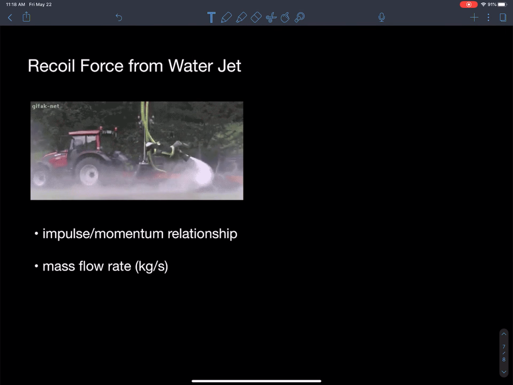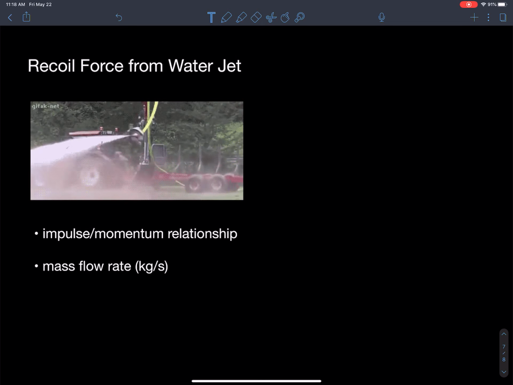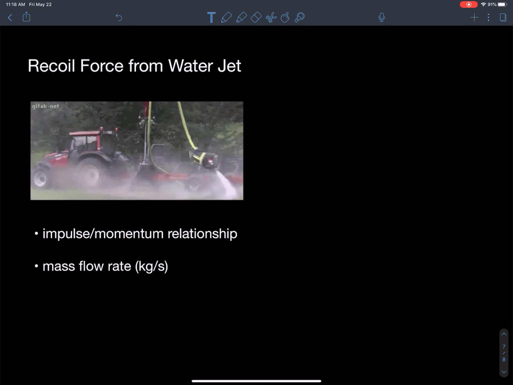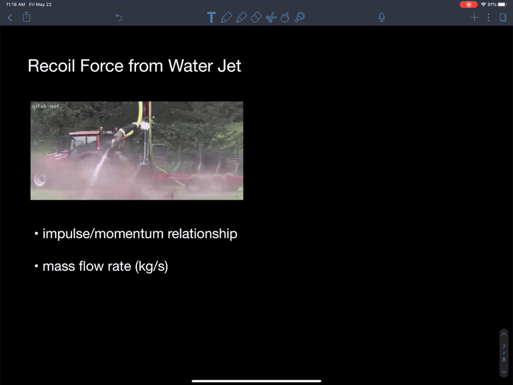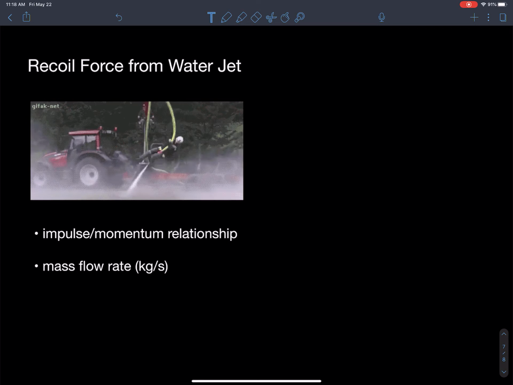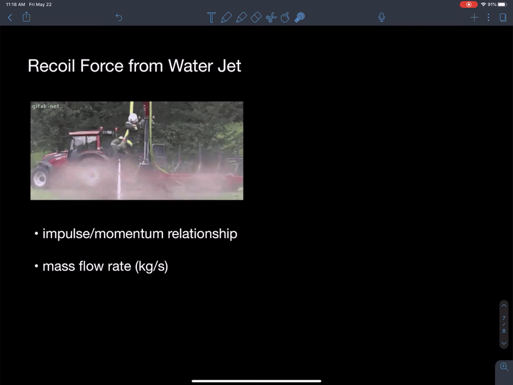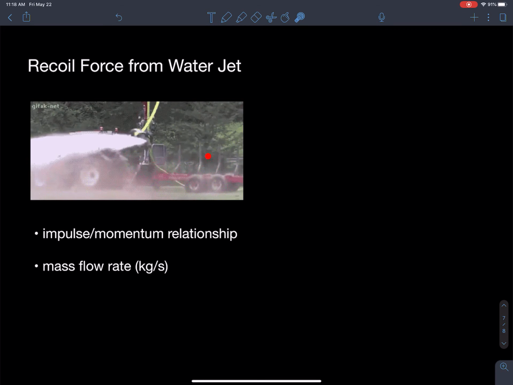Yes, the water jet. We've done this problem before where we're trying to measure the recoil force when water is being ejected from a fire hose. And as you can see, this fireman is having a pretty difficult time trying to stay on the ground because it's an incredible amount of force that is being generated, enough to lift up maybe over 100 kilograms of a person. So what's involved in this problem?